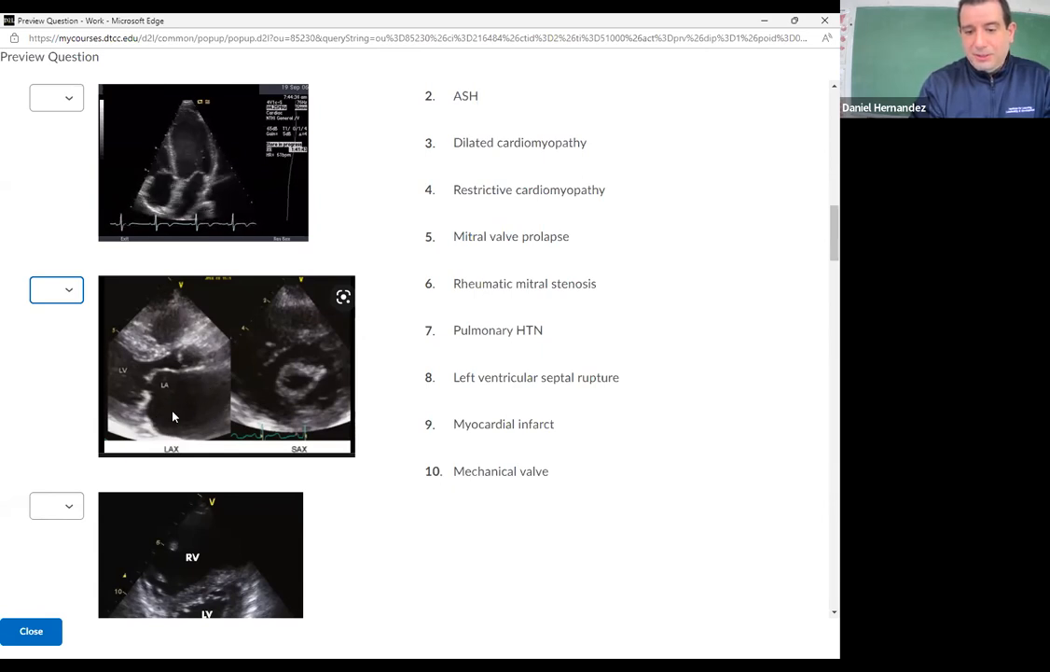If you're ever questioning, hey, is this left atria dilated, compare it to your aorta, your aortic root. So they should be pretty similar in diameter. This aorta is way smaller than this left atria. So this LA is significantly dilated.